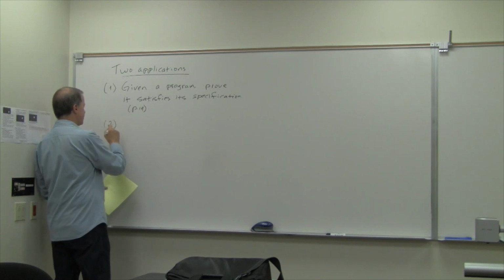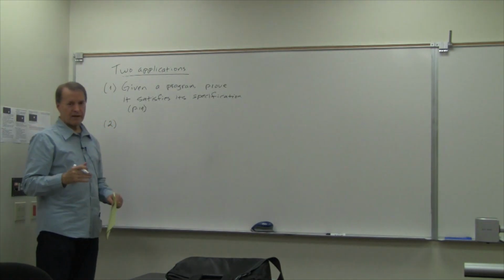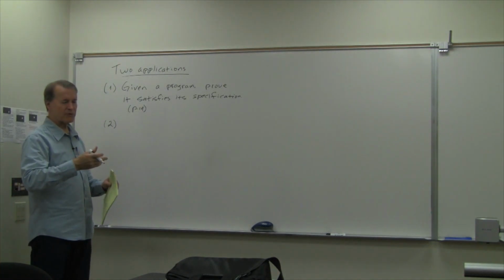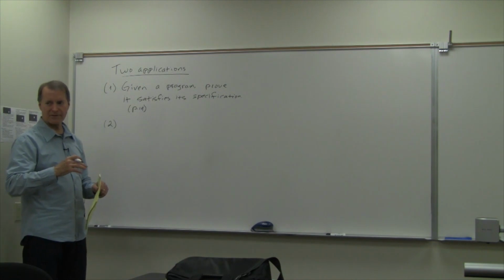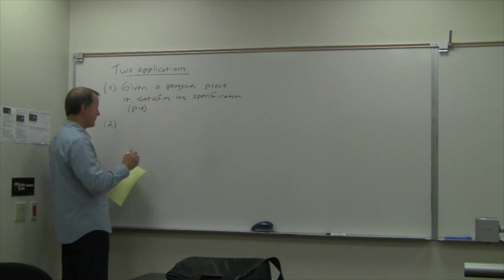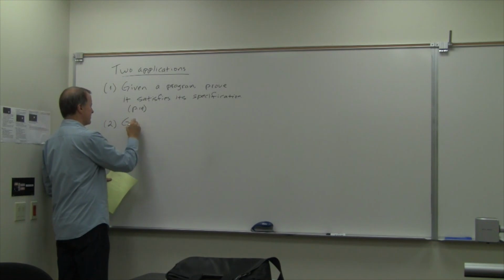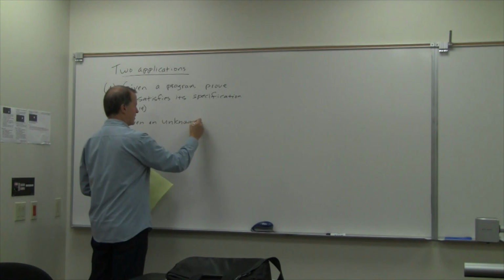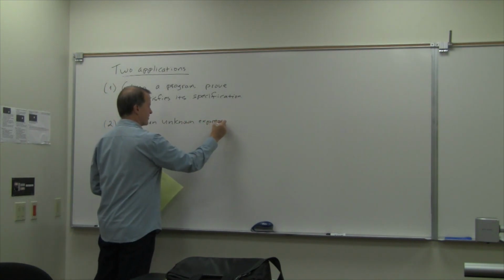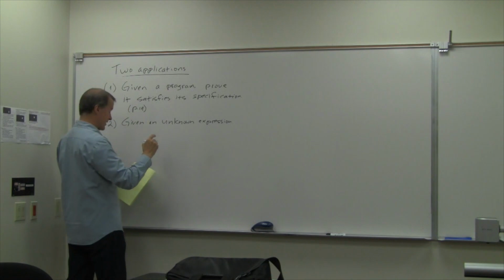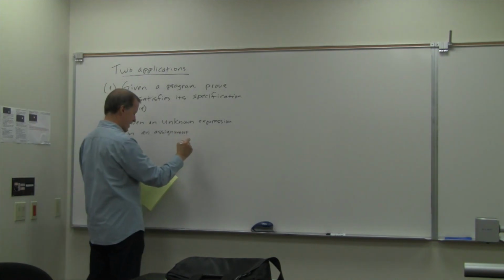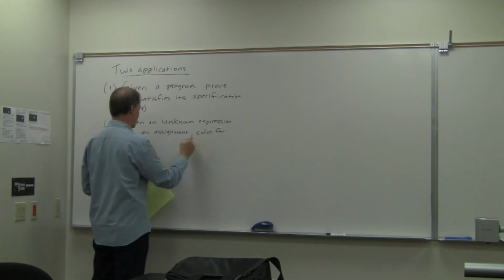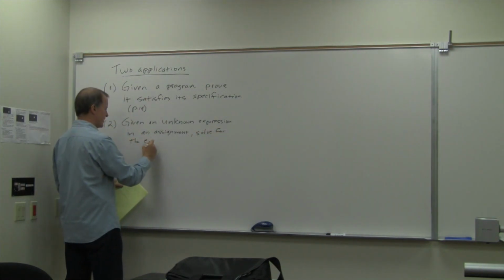Now the second problem is kind of an interesting problem. It's going backward from what we have been doing so far a little bit. Okay. And what this is, given an unknown expression in an assignment, solve for the expression. Solve for the expression.